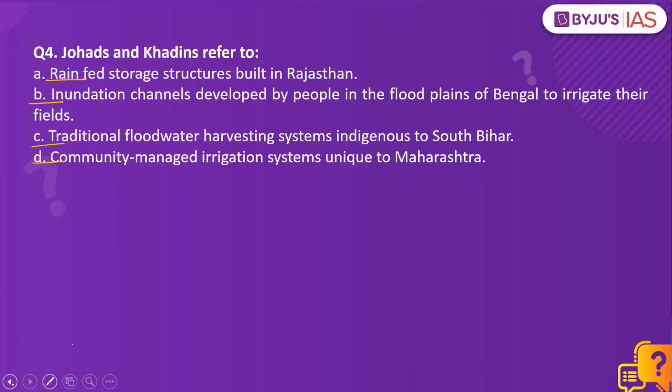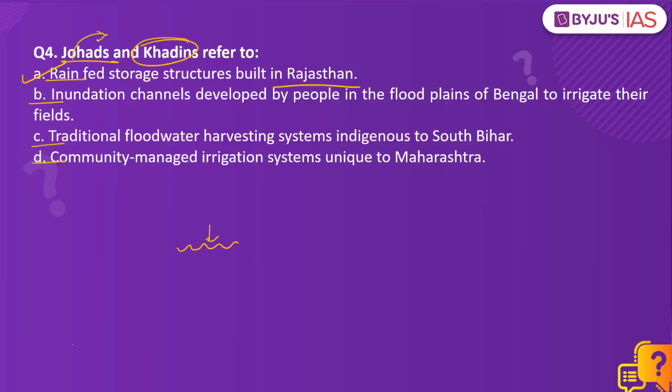Coming back to the question, the right answer to this question would be option A. Johads and Khadins refer to rain-fed storage structures built in Rajasthan. In the arid and semi-arid regions of Rajasthan, agricultural fields were converted into rain-fed storage structures, and these structures would allow the water to stagnate and moisten the soil. Khadins were mostly built in Jaisalmer, whereas Johads were built in other parts of Rajasthan.